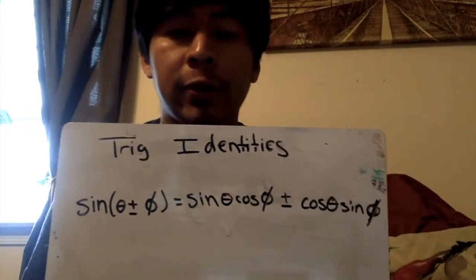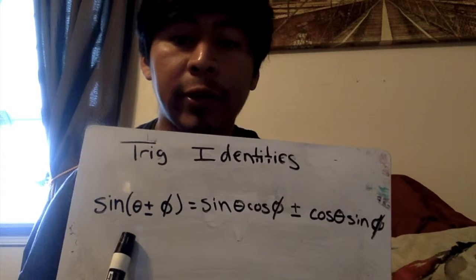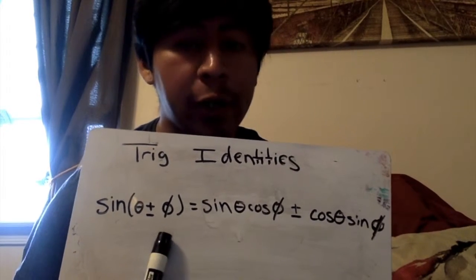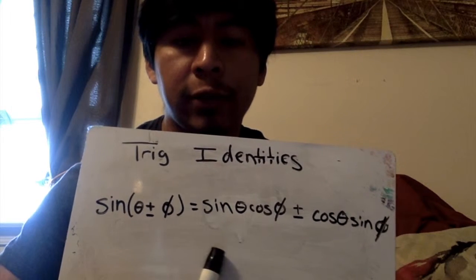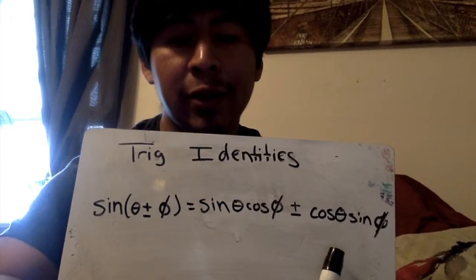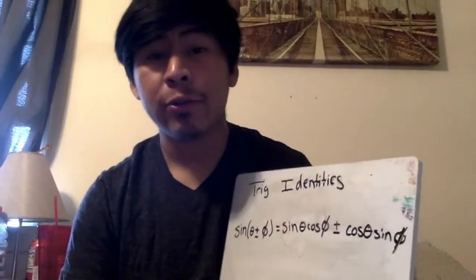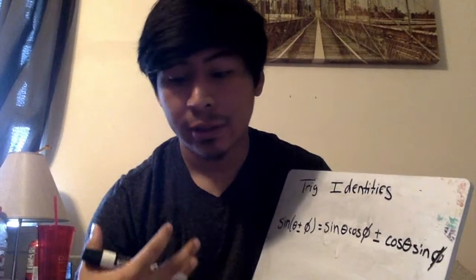Alright, here's another one of our trigonometric identities, where it says the sine of theta plus or minus some phi is equal to the sine of theta times the cosine of phi, plus or minus the cosine of theta times sine of phi. Now those you might just have to remember by heart, or some kind of rigid repetition.